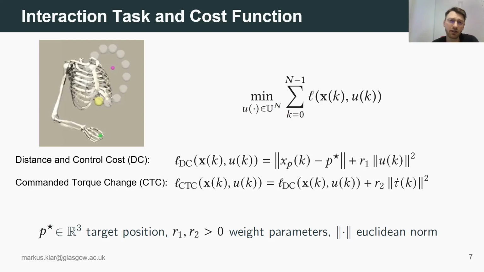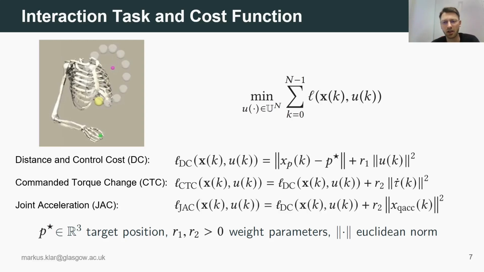And a third variant that we evaluated was, instead of the CTC, we added a term that penalizes the acceleration in all the joints. It is less commonly used in human motor control, but can be explained with the fact that high acceleration in the joints also causes high strain on them.